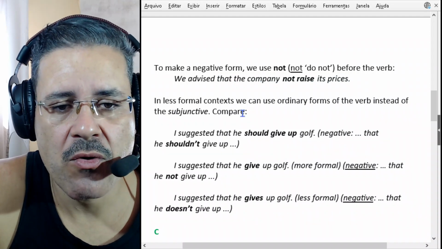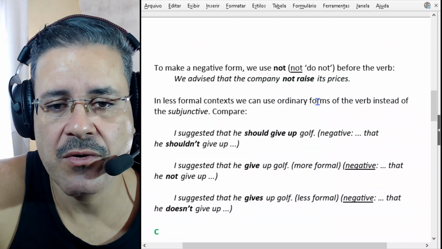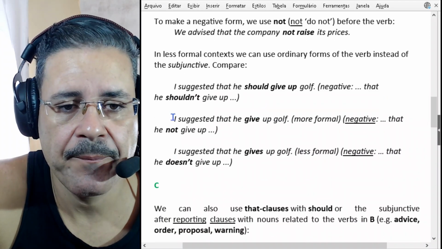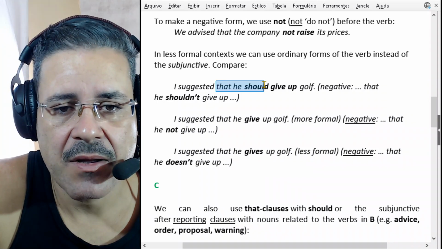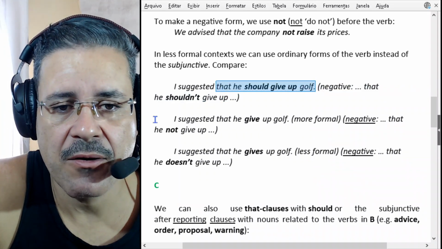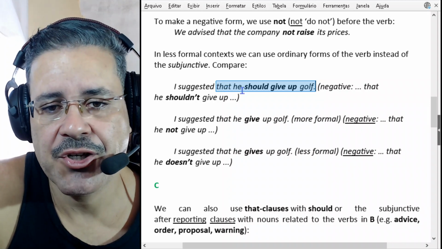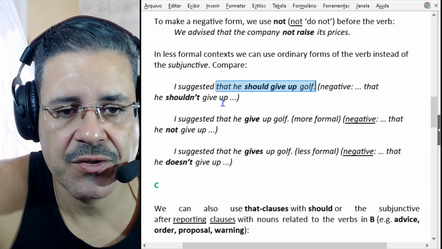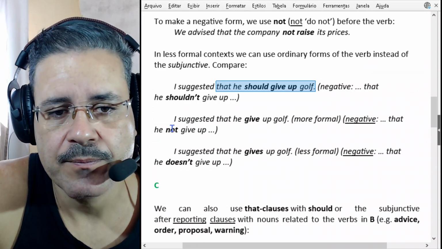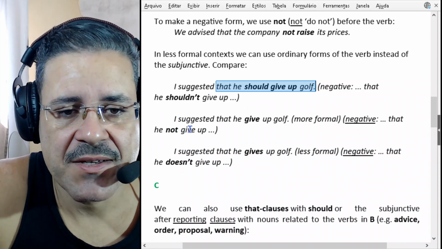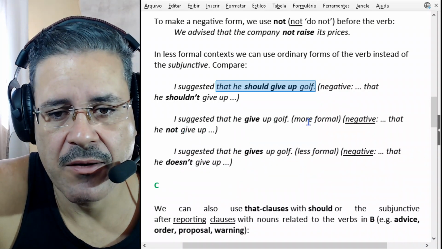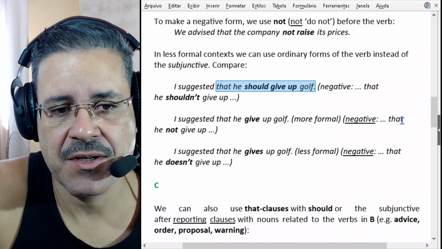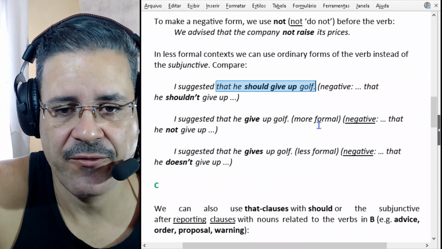In less formal contexts, we can use ordinary forms of the verb instead of the subjunctive. Compare. I suggested that he should give up golf. Negative: I suggested that he shouldn't give up golf. Another example: I suggested that he give up golf. This is more formal. This is the subjunctive. I suggested that he not give up golf. This is formal.